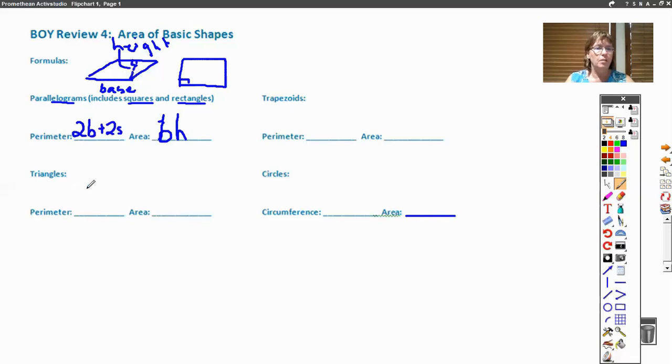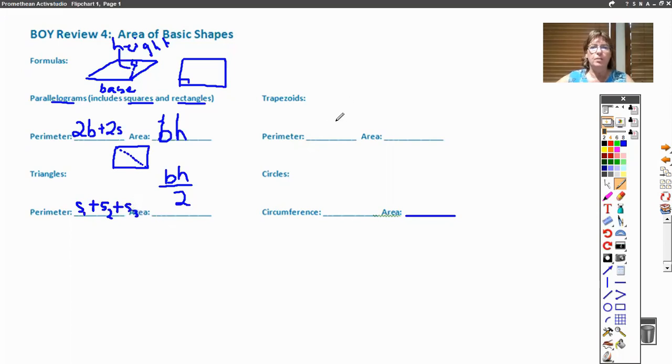For a triangle, what we want you to remember is that if we cut a rectangle in half, we end up with a triangle. And so we're going to take those formulas for the area, and it's just base times height divided by 2. And for the perimeter, it's going to be side 1 plus side 2 plus side 3. You're just going to add up all of your sides. And that's the formula for perimeter.